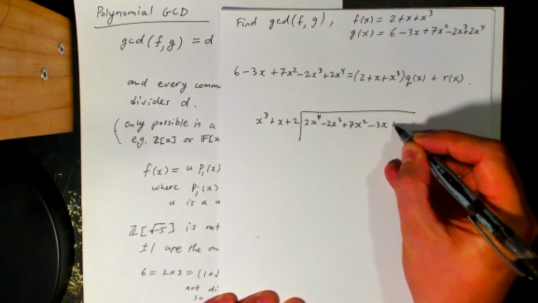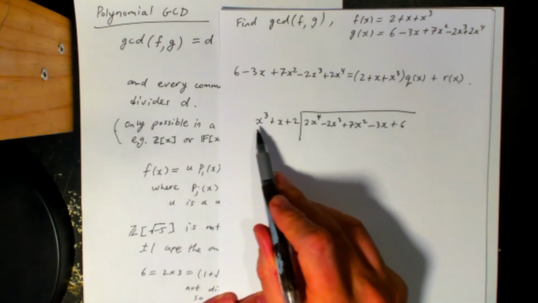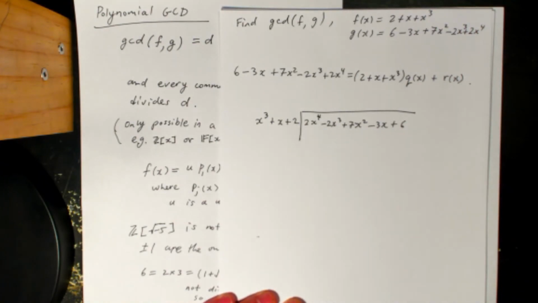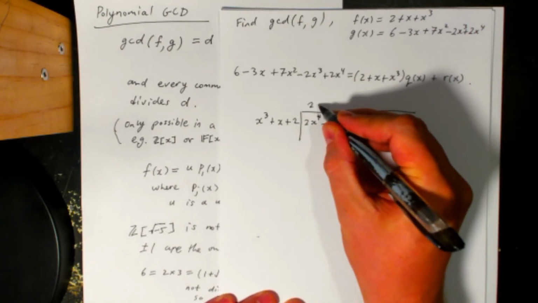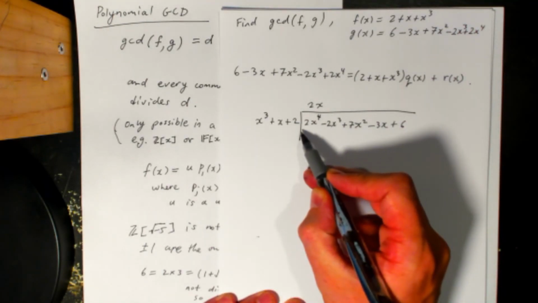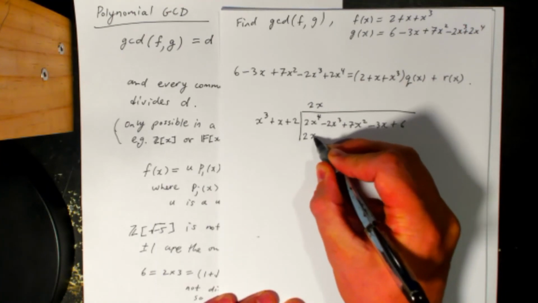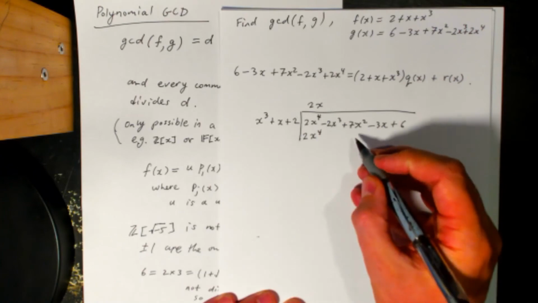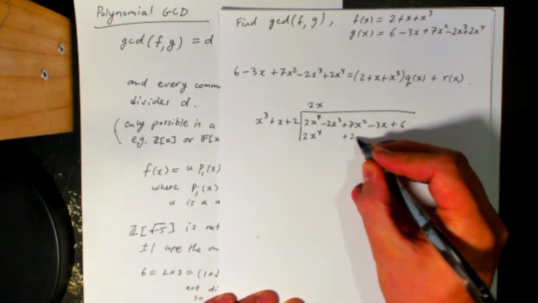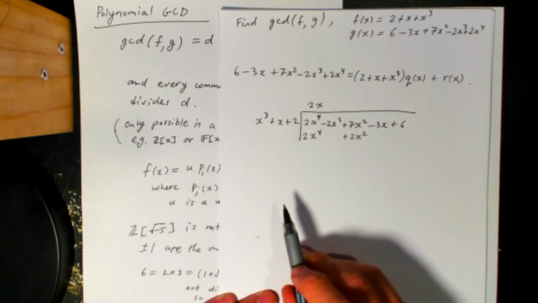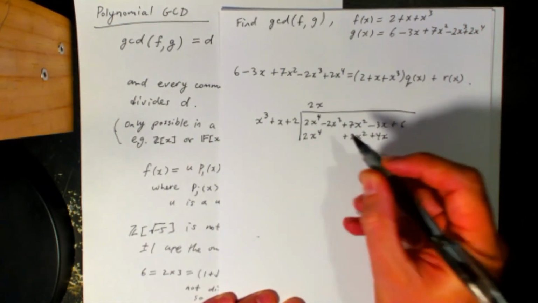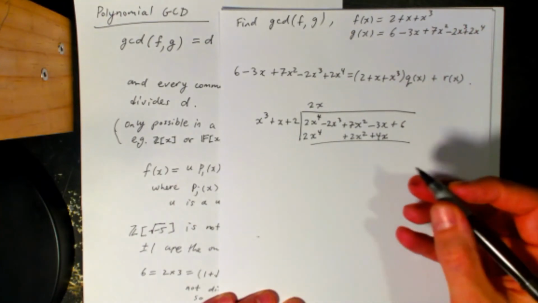Okay, now I'm looking for a polynomial that when I multiply by x cubed, I get 2x to the fourth. So in this case, 2x will do the job. Now I multiply this 2x by this polynomial here on the left, and so I get 2x to the fourth for the first term. Then I get 2x squared, but I'll put that over here under the x squared term there, and then plus 4x. And that's it. Now I draw a line and I take a difference.